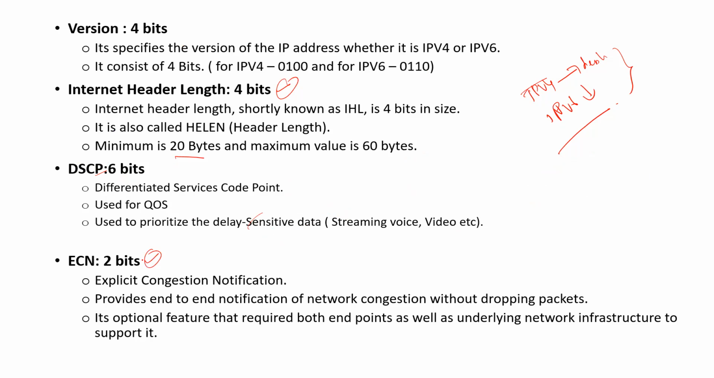And the next one is ECN. ECN stands for Explicit Congestion Notification. Suppose between the source and destination, this is the source and this is the destination, many devices will go through this channel, between the network devices.